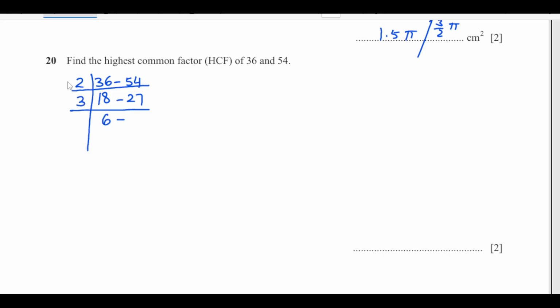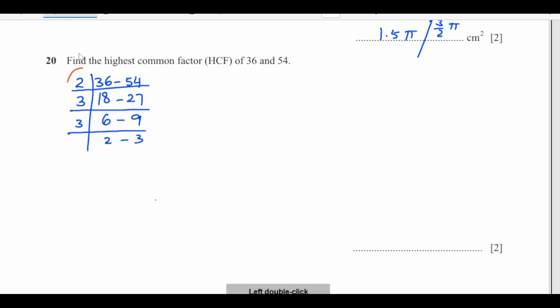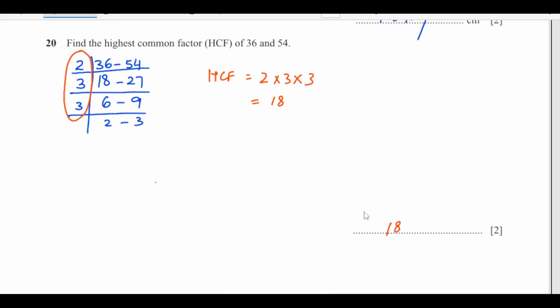3 times 6, 3 times 9, right. Now again, both our numbers are divisible by 3, 3 times 2 and 3 times 3. Now, no number will divide both of them. To find the HCF, we just need to multiply the numbers on the left hand side. So, the HCF is going to be 2 times 3 times 3. 3 times 2 is 6, 6 times 3 is 18. So, the final answer is 18, right.